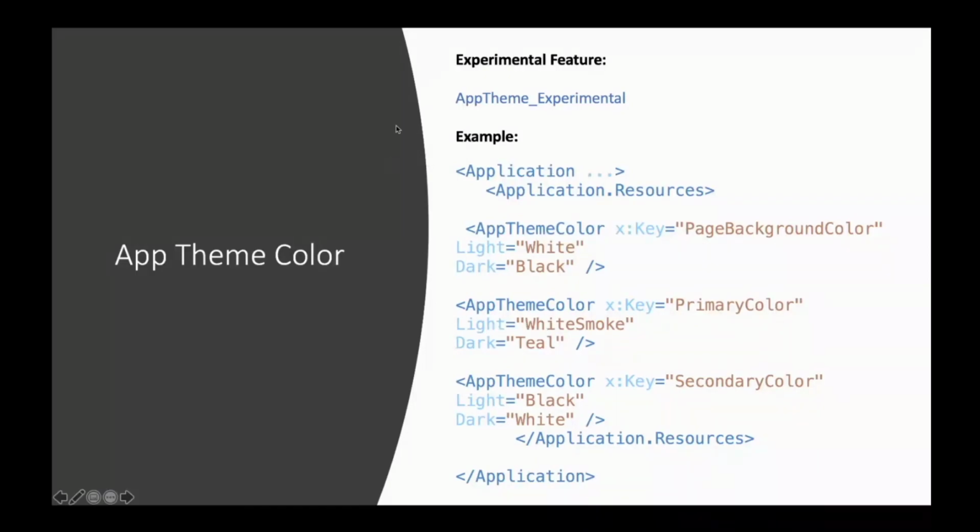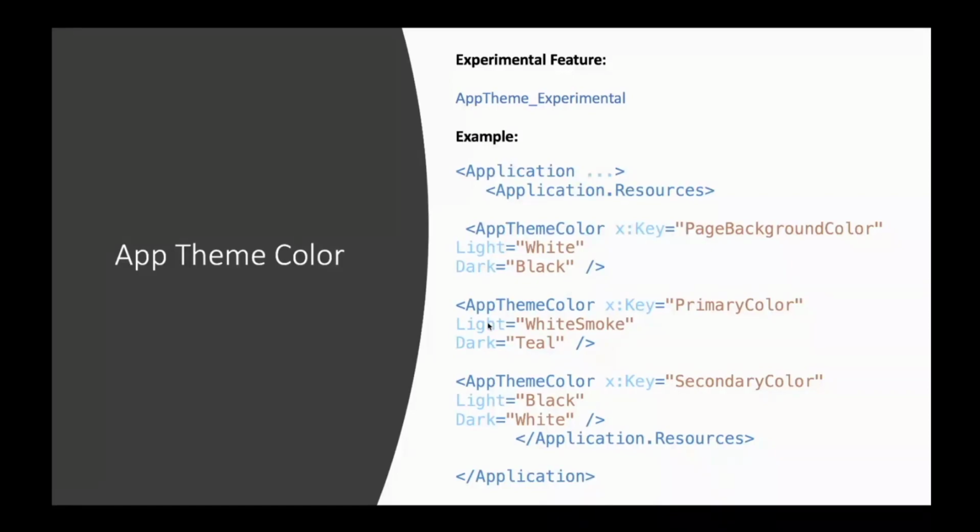This is also one of the experimental features, so you have to enable this app theme experimental feature. And once that is done, what you simply have to do is, in your application tab, set your app theme color. I have a few app theme colors, like a page background color, where light color will be white and dark color will be black. Then I have primary color, secondary color, and that's the only thing you have to do. And then in your XAML, you just have to refer using dynamic resource.